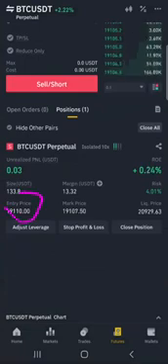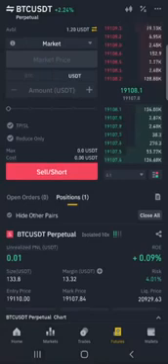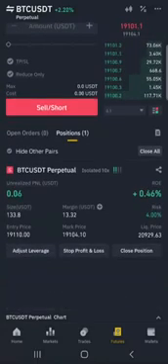We entered at 19,110, right? And now it's trading at 108, meaning that we're already making 0.01 and 0.30% of our money, right? Right, so let us set up our take profits and loss.